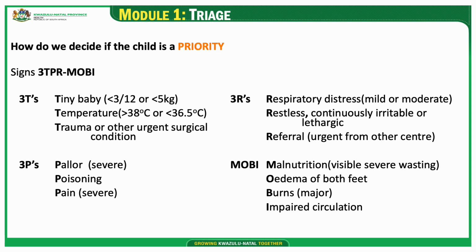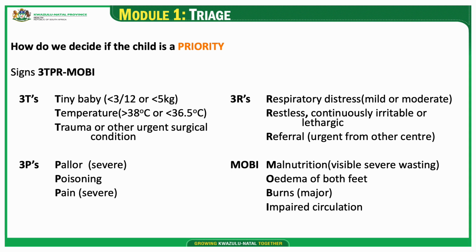Priority patients are determined by the acronym 3TPR-MOBI. This consists of 3 T's, 3 P's, 3 R's, and MOBI. So, a tiny baby, a baby with a high temperature or low temperature, a patient with trauma or other urgent surgical conditions, a patient with severe pallor, who has been poisoned or has taken something, or severe pain.